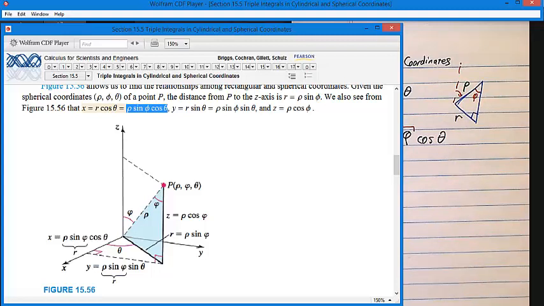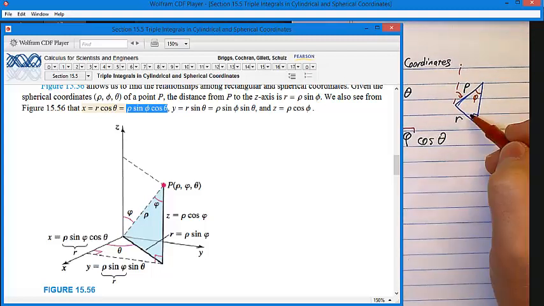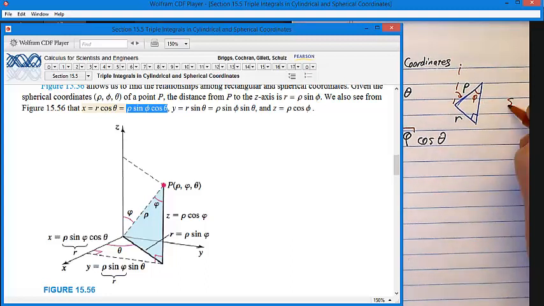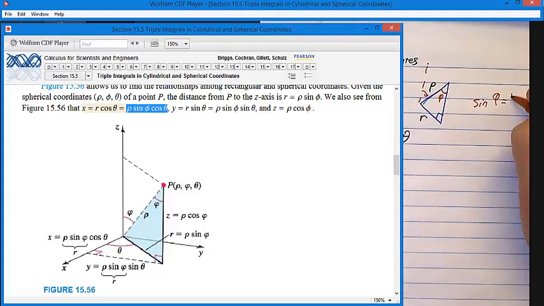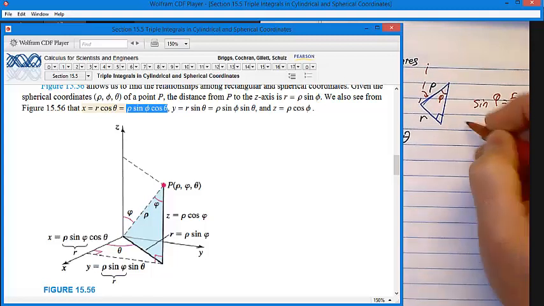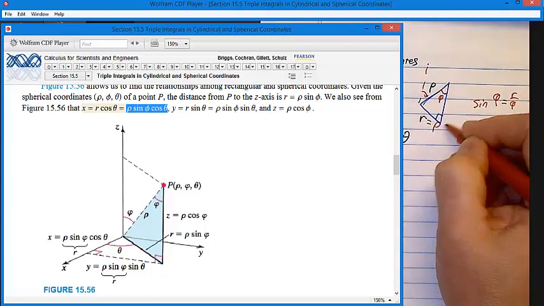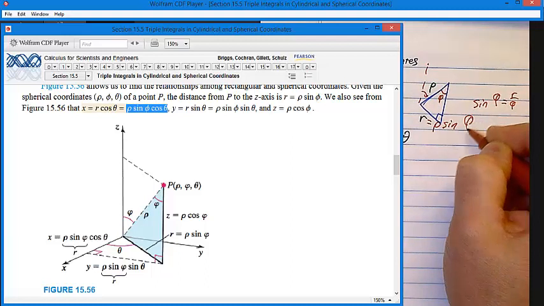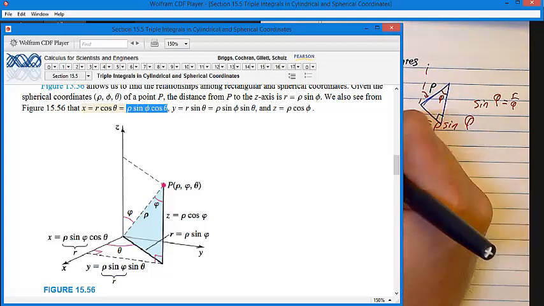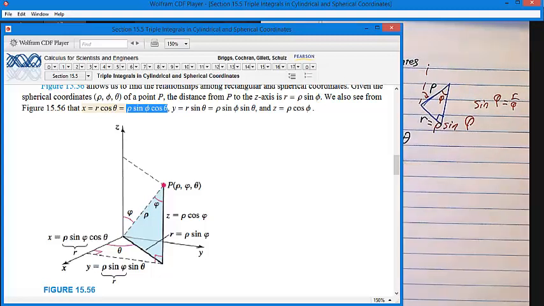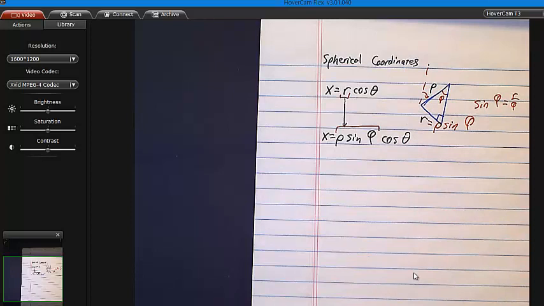Sure, geometry reasons, alternate interior angles. That's a good reason. So now if I say, okay, well, let's look at that phi, I can say that the sine of phi is opposite over hypotenuse, right? So the sine of phi would be r over rho. So yeah, r is equal to rho sine of phi. Yeah? You guys with me? And let me just say that x equals rho sine phi cosine theta.